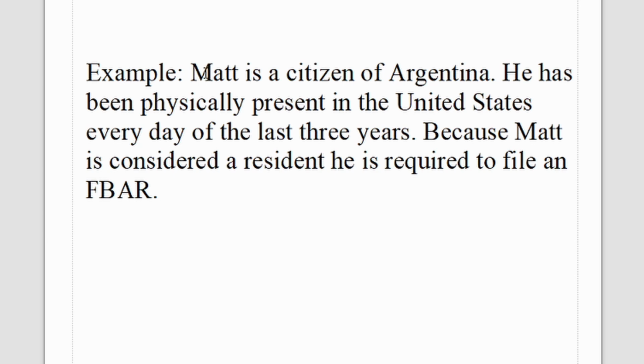And here's an example they give. Matt is a citizen of Argentina. He has been physically present in the United States every day of the last 3 years. Because Matt is considered a resident, he is required to file an FBAR.